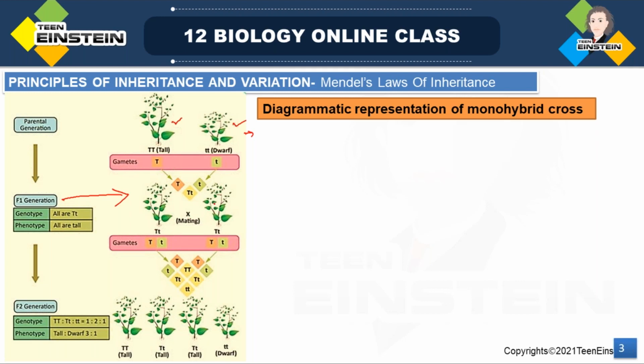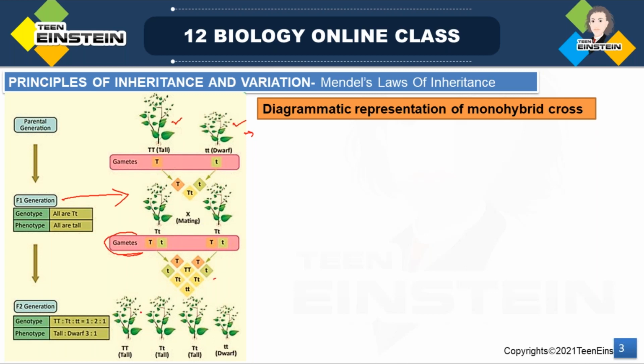That means it is expressing only one parental character. Then Mendel allowed these parents for selfing to produce the next generation, and he produced the F2 generation. After selfing, it produced gametes. Here you can see the gametes, and these gametes produced the F2 generation.